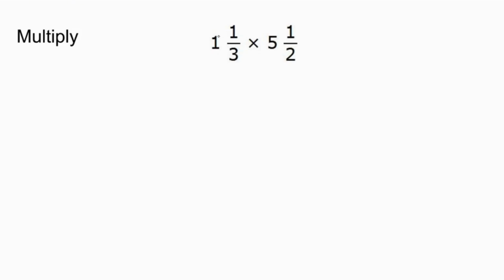Take the one that lives out in front of the first fraction and multiply it to the denominator. So you're going to do 1 times 3. 1 times 3 is 3. Add that to the numerator. 3 plus 1 is 4. That becomes your new numerator. Keep the old denominator of 3.